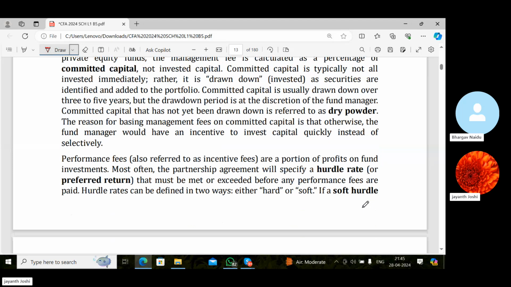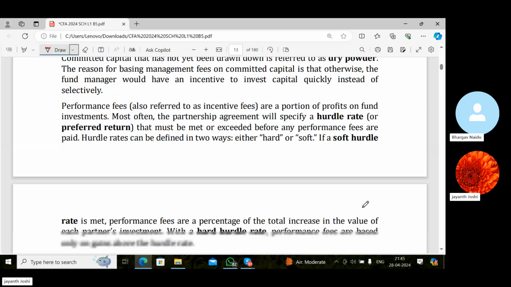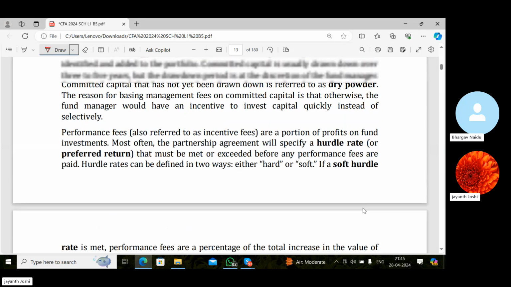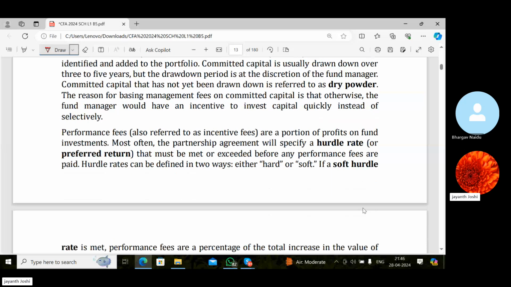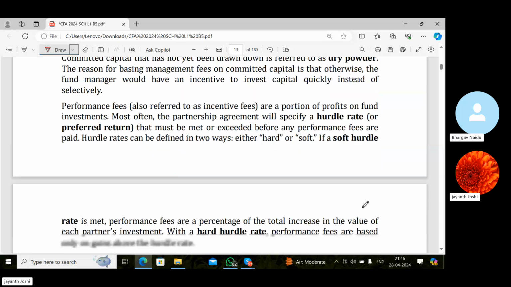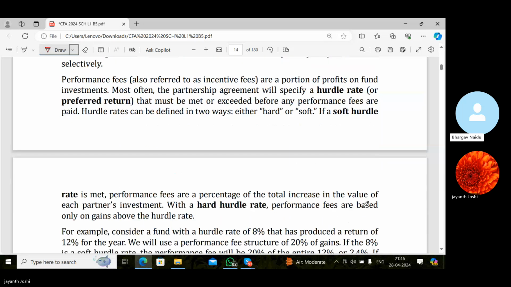The reason for basing the management fee on committed capital is that otherwise the fund manager would have an incentive to invest capital quickly instead of selectively. So here we have time to see how he is performing, and then we slowly can give him the fees for his management.